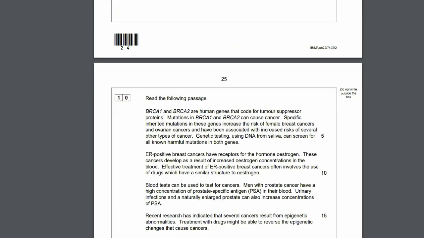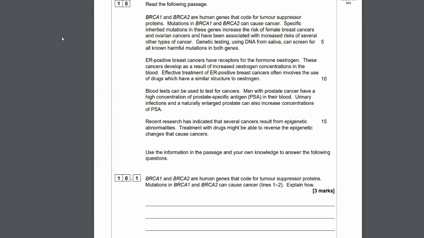Right, we're going into the last question now, guys. What the heck is this? Question 10. Read the following passage.